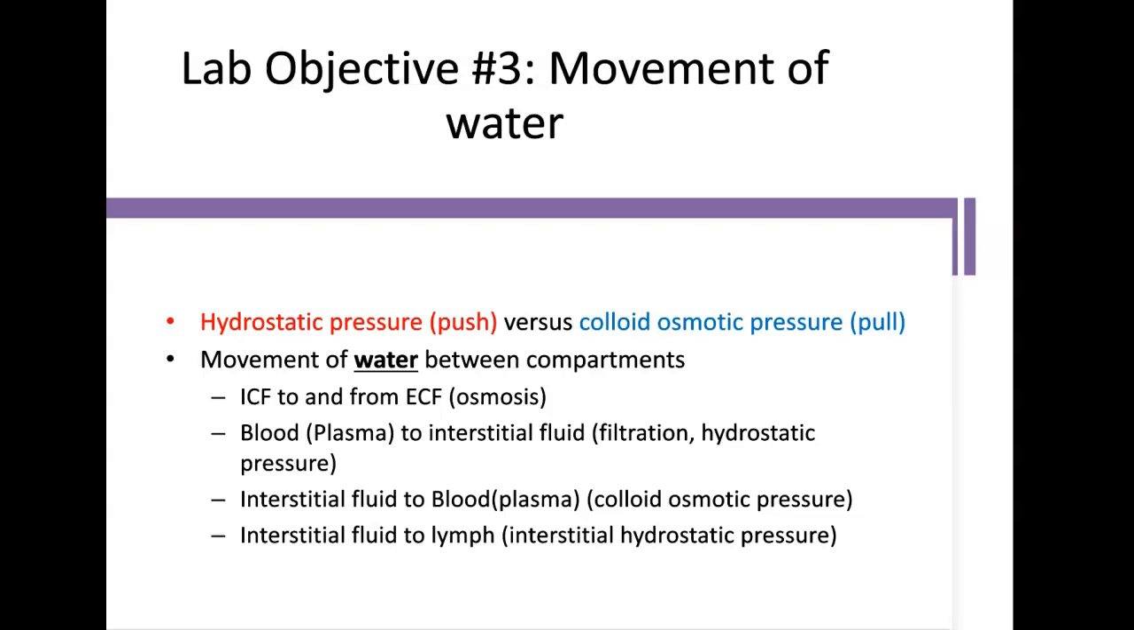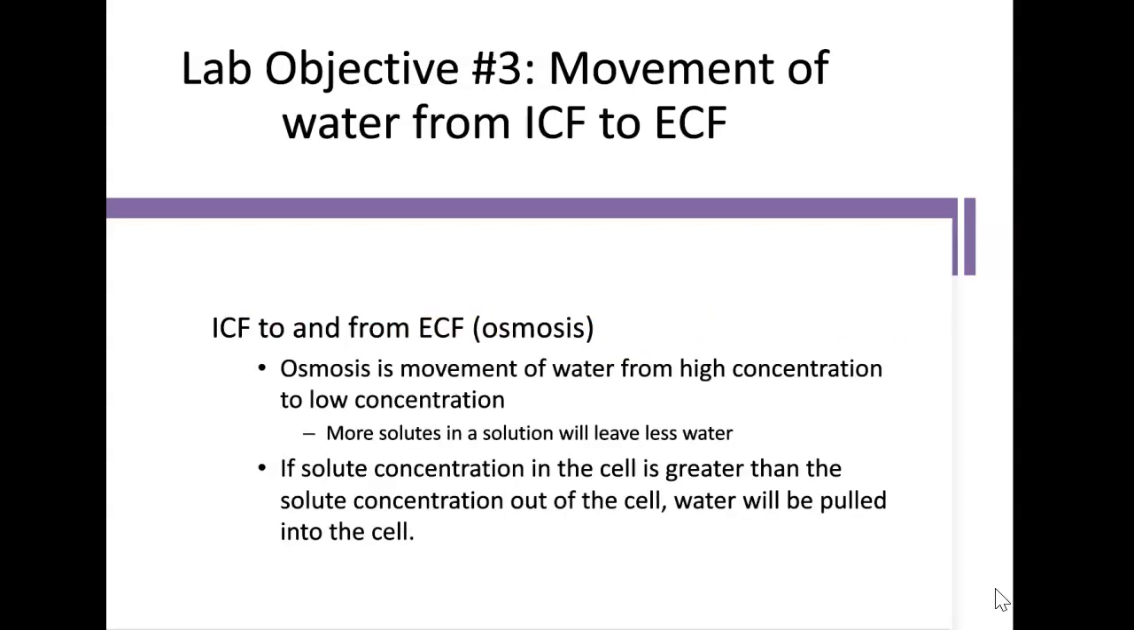It will move from the blood or the plasma to the interstitial fluid, okay, and that's usually done by filtration or the hydrostatic pressure. It can move from the interstitial fluid to the blood or plasma. That's going to be caused by the colloid osmotic pressure, or it can move from the interstitial fluid to the lymph, and that would be interstitial hydrostatic pressure that causes that. So we're going to talk about each one of these real quickly.